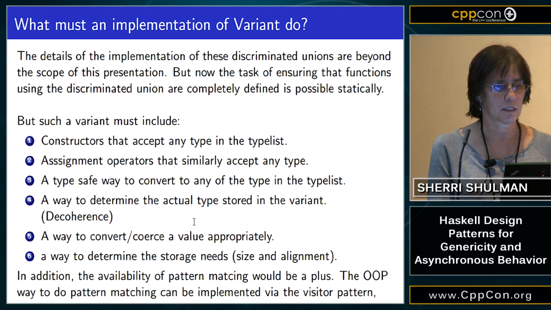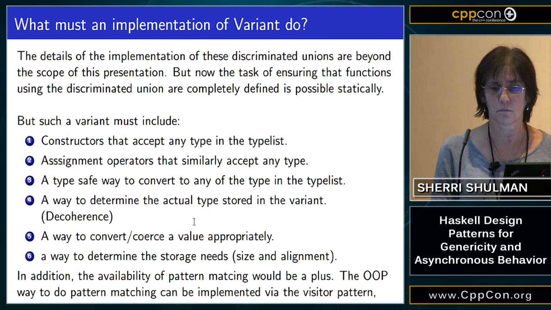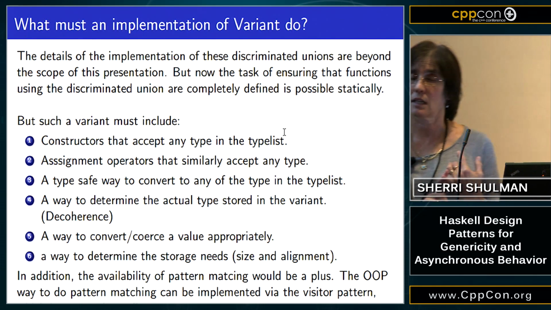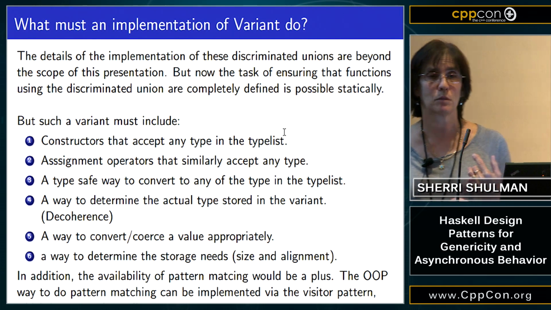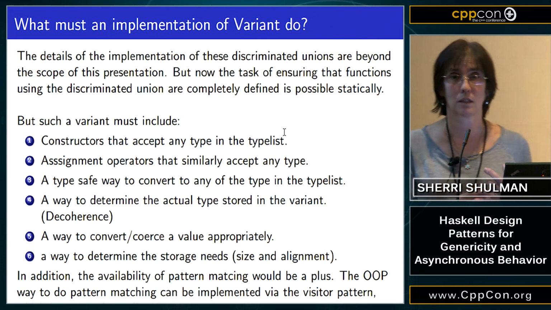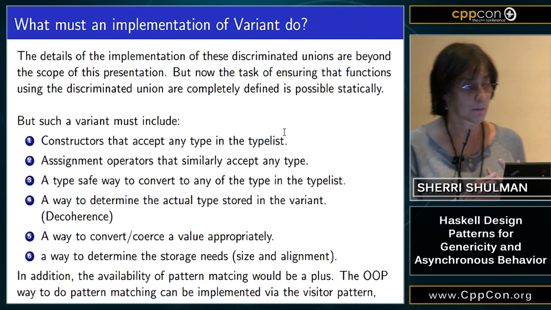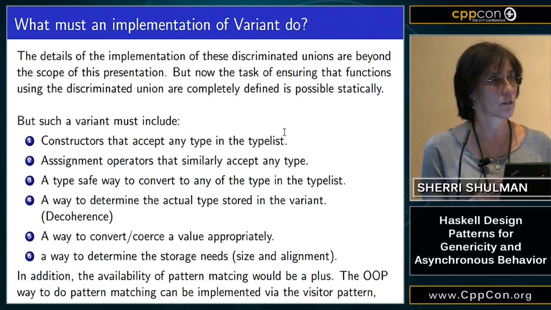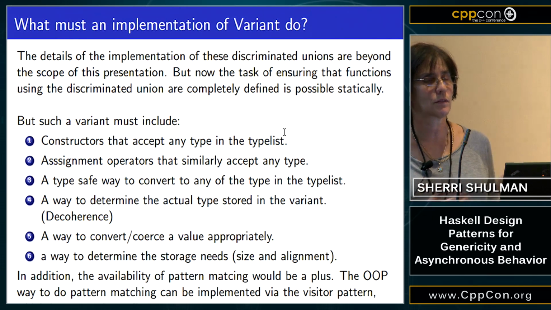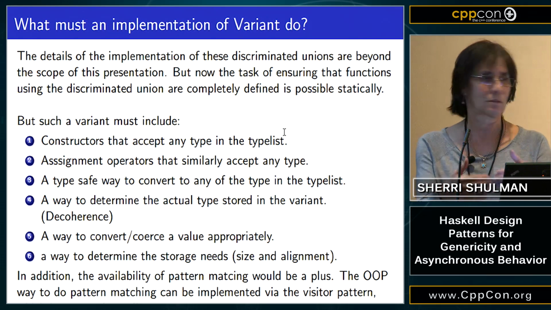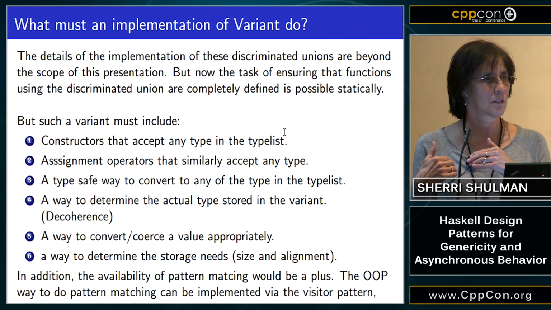The details of the implementation are beyond the scope of this presentation, but the paper is really interesting. I really recommend it. So a variant must include constructors that accept any type in the type list, so I should be able to make an element of the variant with any one of those types. I need to have an overloaded assignment for each one of the types that also is type correct, a safe way to convert to any of the types in the type list. Because C++ has a significant amount of type coercion that happens automatically, I want to make sure that if I'm storing into a variant, that I have a means to convert it appropriately.